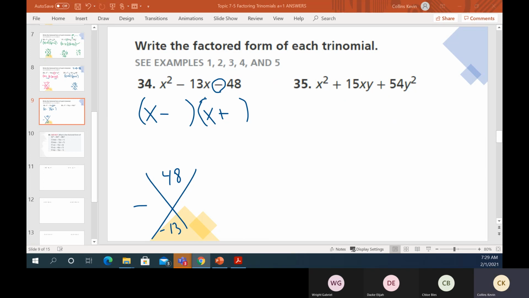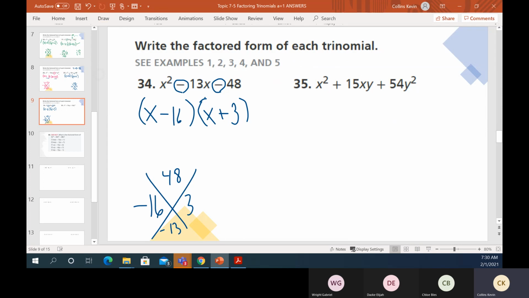Okay, so 3 and 16. Now, which one's going to be the negative? Yeah. So remember, when the overall thing is negative, like it is here, that means the bigger of our two numbers, in this case, the 16 is going to go here. 3 is going to go here. Beautiful.